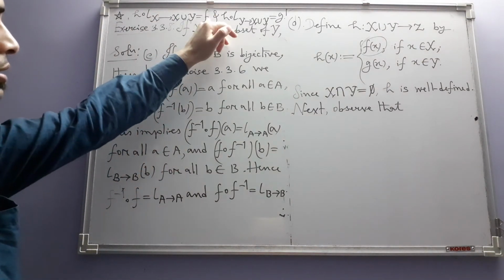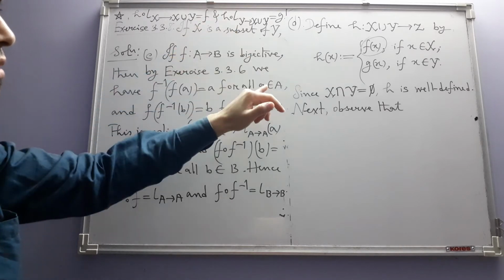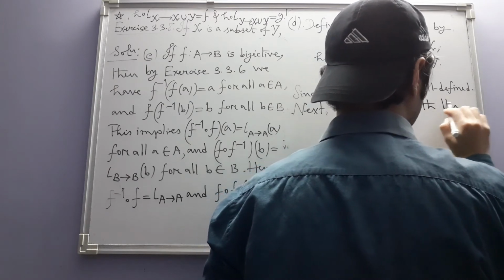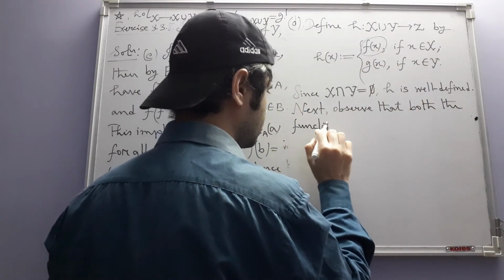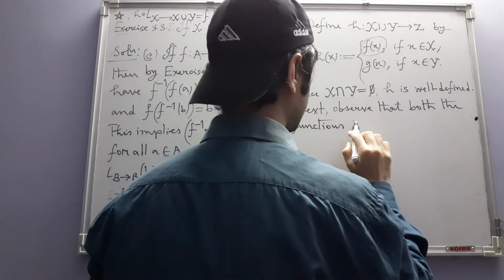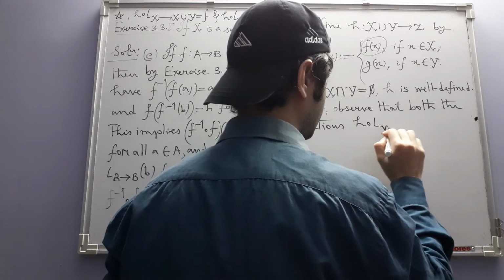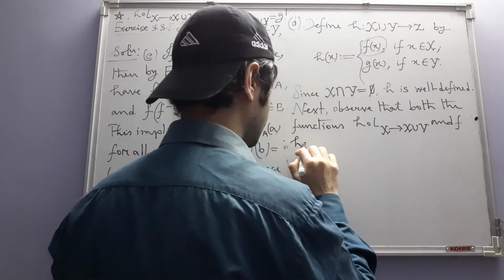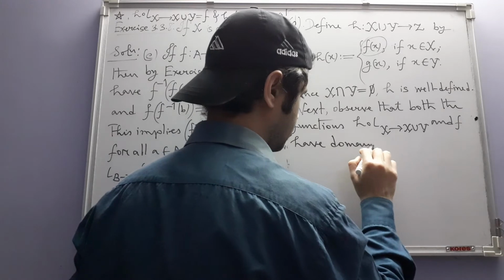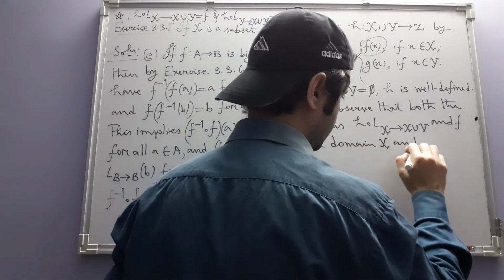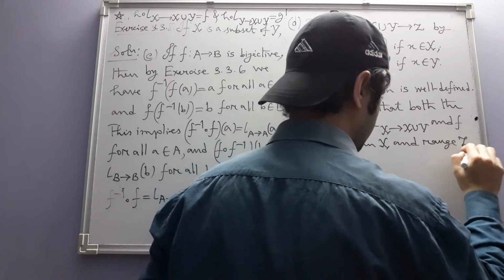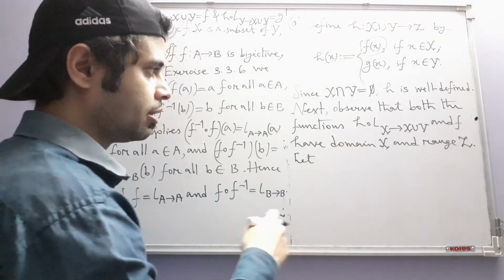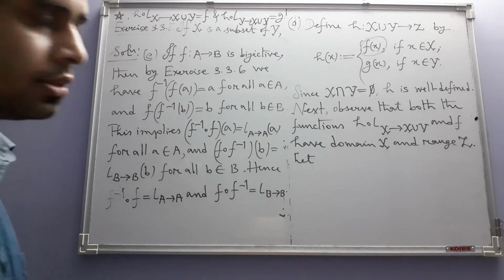F on the other side of this equality, F also has domain X and range Z. Observe that both the functions have domain X and range Z. Now we have to show that they map the one element onto the same thing in Z.